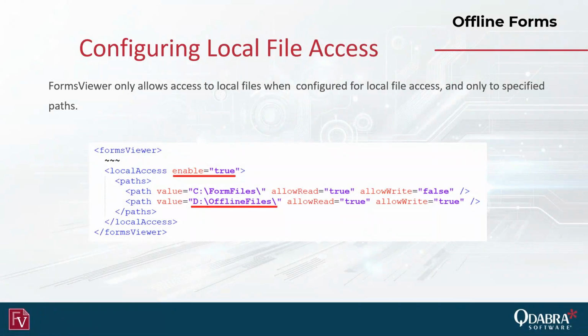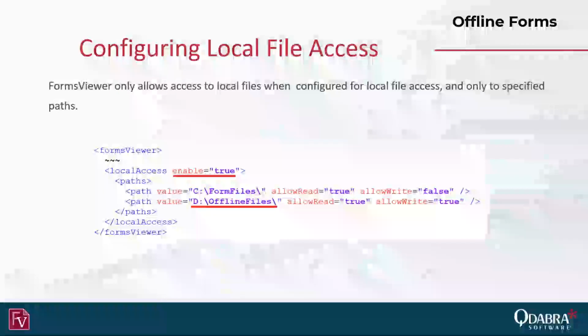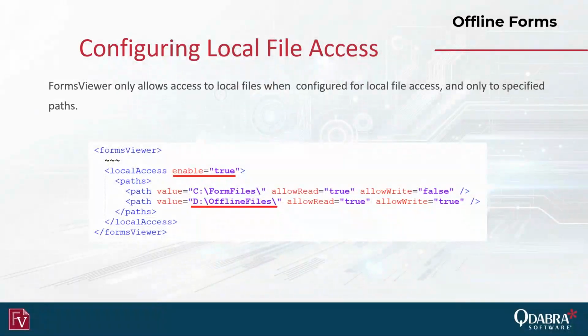Now, because you don't want FormsViewer just being able to access anything on the local drive, we've added features to first indicate whether it should be able to access the local file system at all. And then after that, indicate which locations it's able to access. So unless you specifically tell it you want it to be able to write and read from a certain folder, it won't be able to.